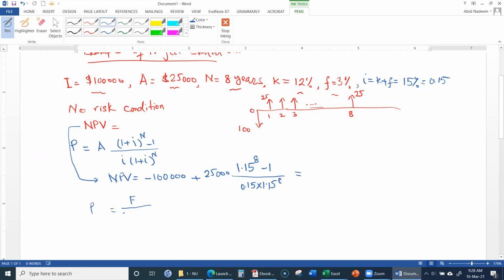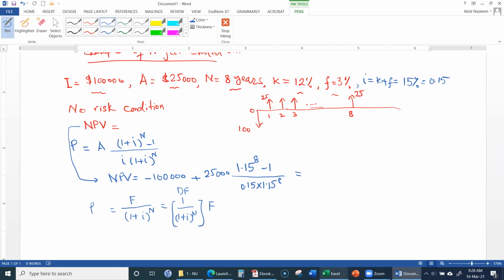So present cash flow is equal to future cash flow divided by 1 plus i to the power n. So I have simply applied this formula. I have taken this factor, 1 plus i to the power n, and that is my discount factor in this Excel, 1 over 1 plus i to the power n. And F is the future cash flow in this case.